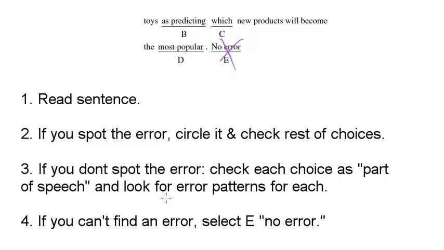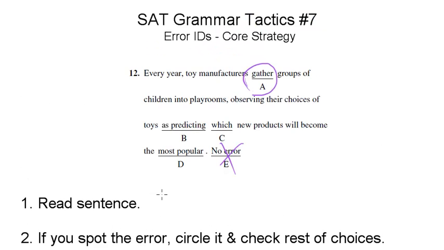So what we want to do then is check each choice as a part of speech and look for error patterns for each. So what do I mean by this? Well, I would go through the sentence and I would say, okay, every year toy manufacturers gather groups of children. So I would say, what part of speech is this? What kind of word is this? Well, gather, here this is a verb.